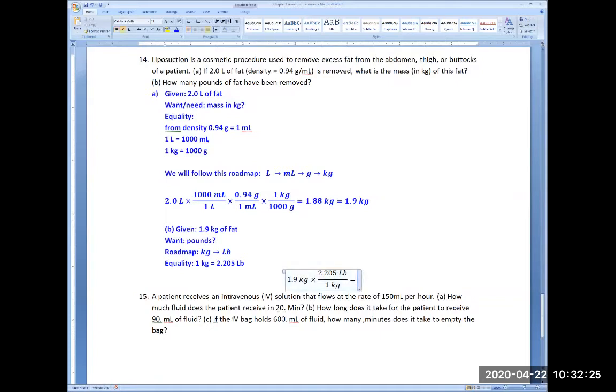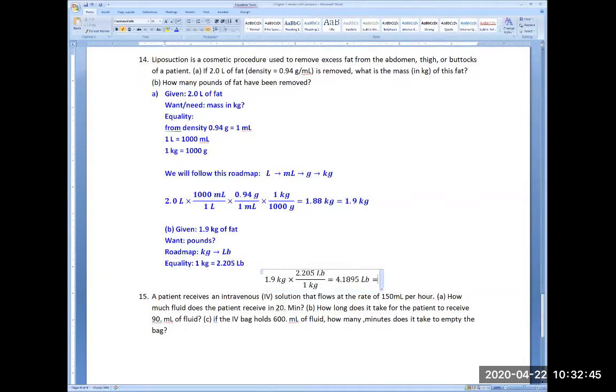So in the calculator, you do 1.9 times 2.205 and it's 4.1895. I write everything that comes in from the calculator. And the unit here is pound because the kilograms have cancelled. So we're left with pound.